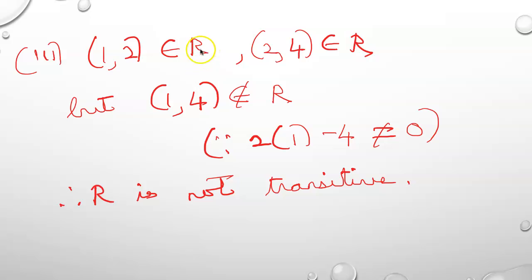Again (1, 2) belongs to R because 2 minus 2 is 0. (2, 4) belongs to R because 2 into 2 minus 4 is 0. But (1, 4) does not belong to R because 2 into 1 minus 4 is not equal to 0. So R is not transitive. So again we have given an example to show that it is not transitive.